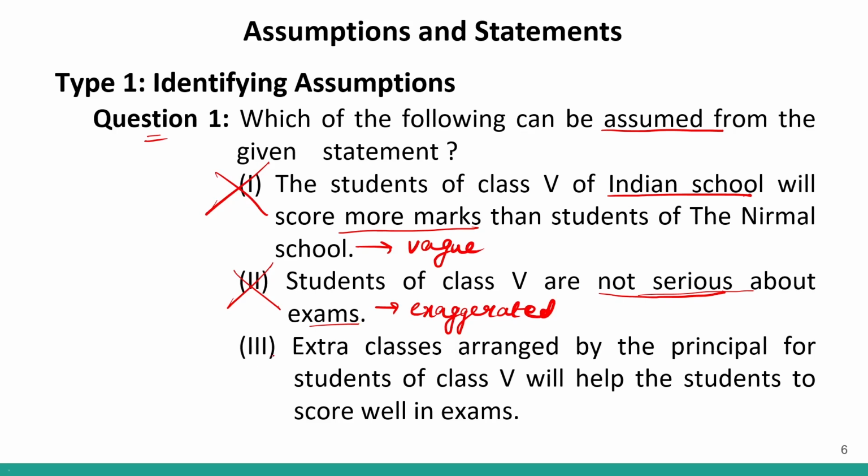Coming to the third one. The third one says extra classes arranged by the principal for students of class 5 will help the students to score well in exams. Definitely. If there are extra classes, they are provided in order to help the students to score better. So this can be the correct assumption. So the correct assumption will be option number 3.